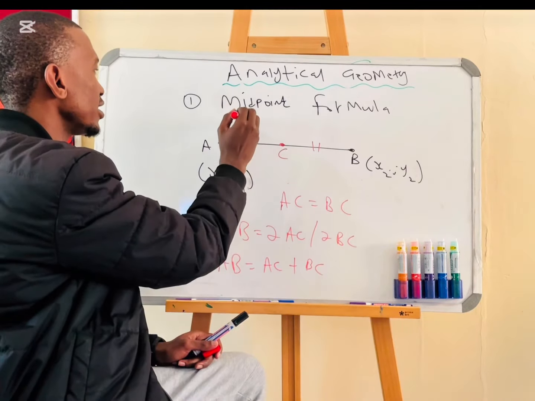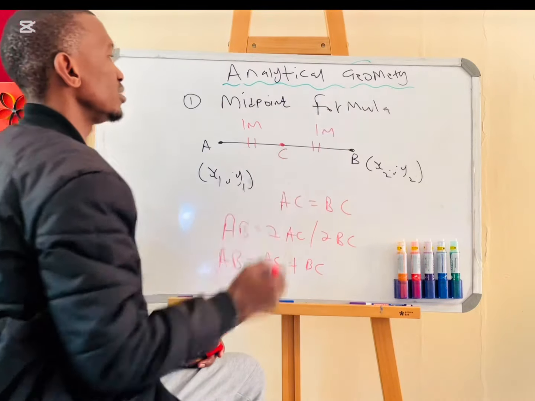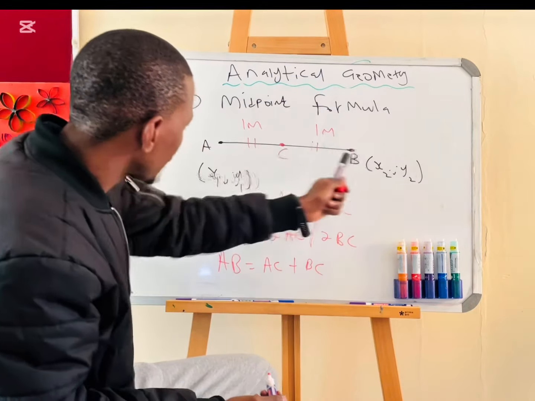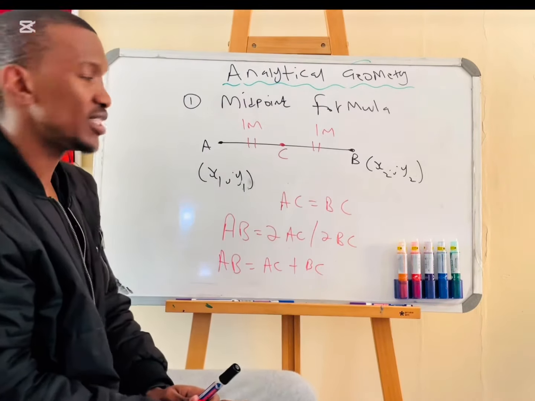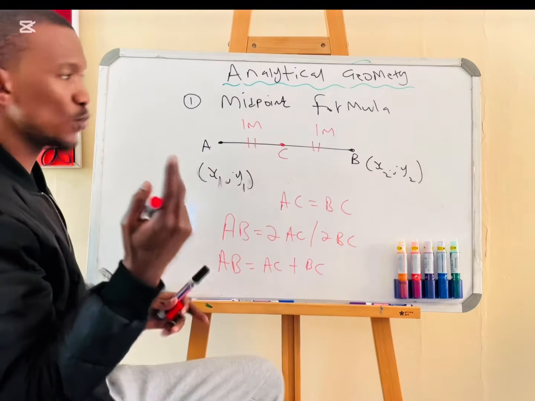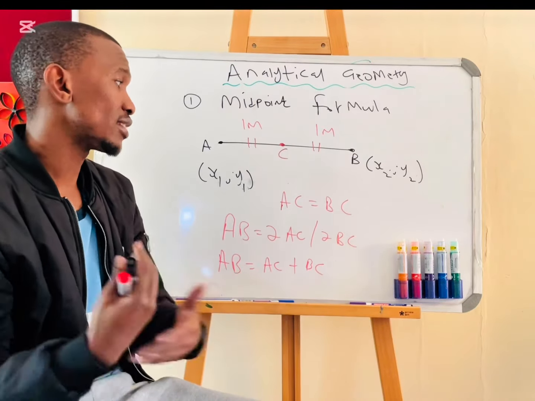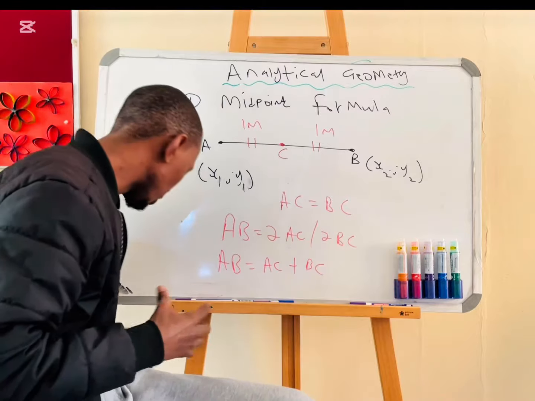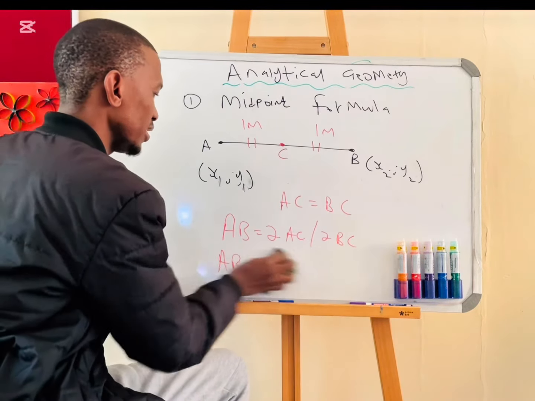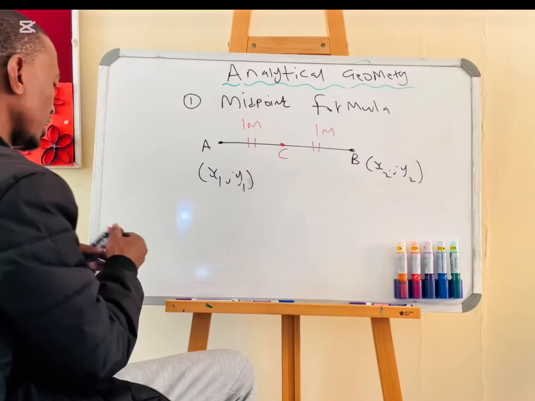So meaning if here it's 1 meter, and here is also going to be what? 1 meter. So what is 1 plus 1? 2. So meaning line AB is going to be 2 meters. So if AC is 1, 2 times 1 is 2. So you can still see that line AB is 2 meters. That is another example in which I can try to show you guys about midpoint.